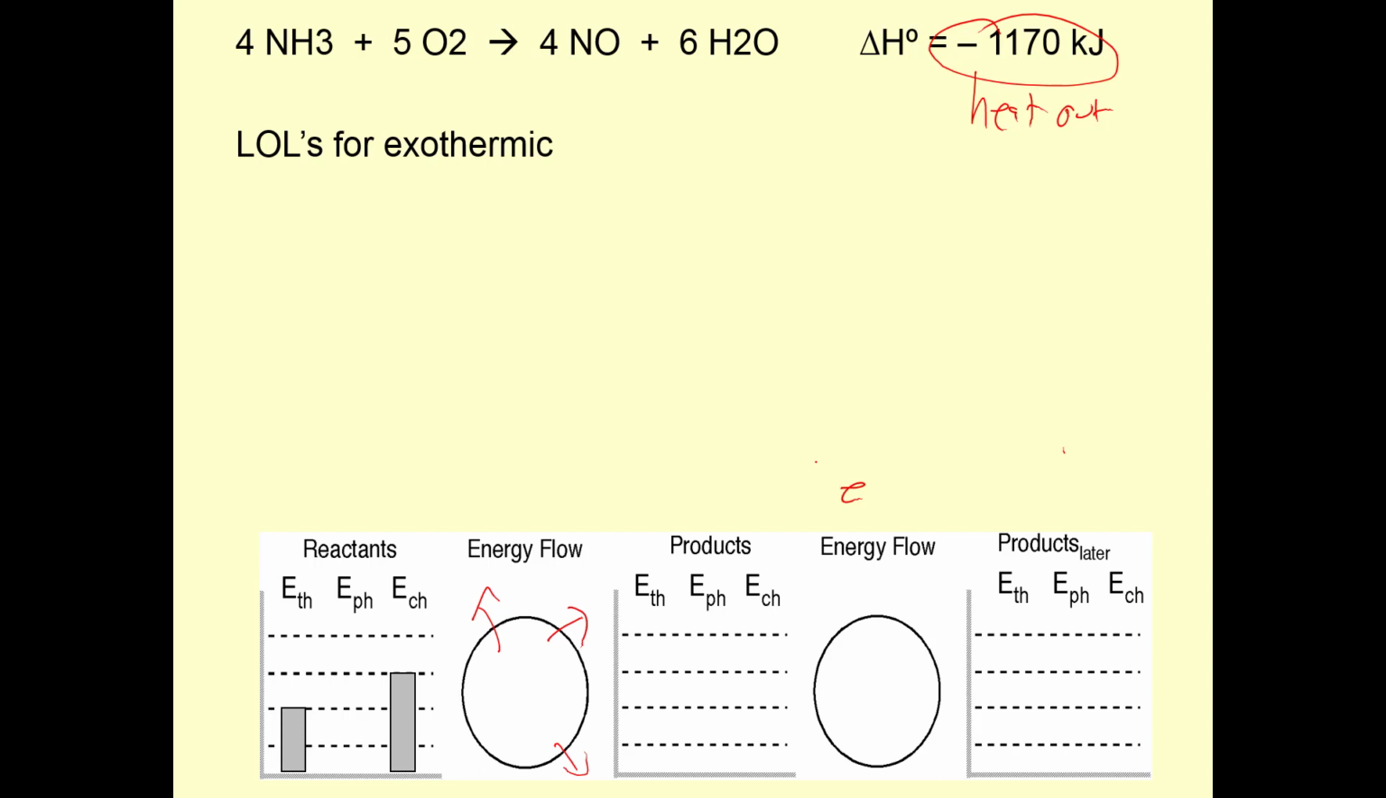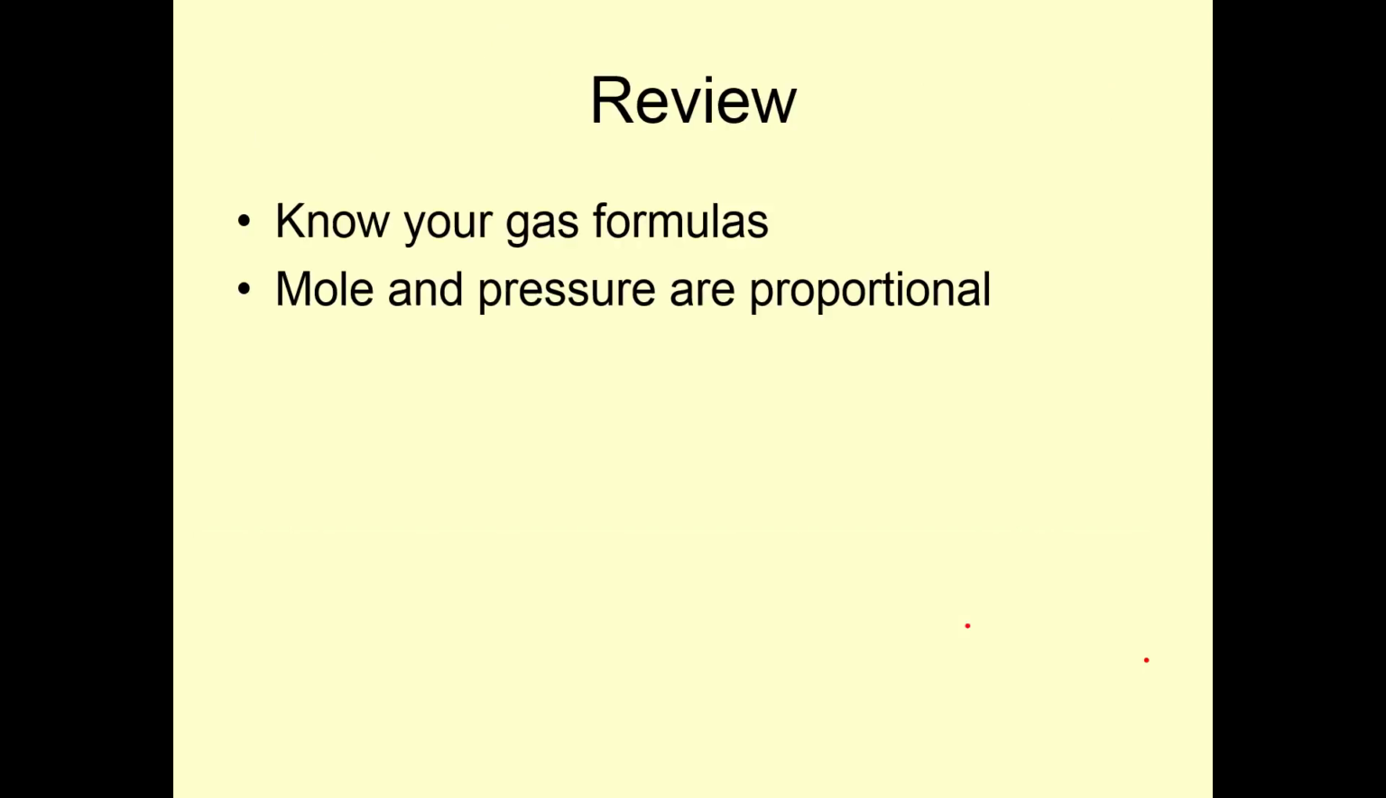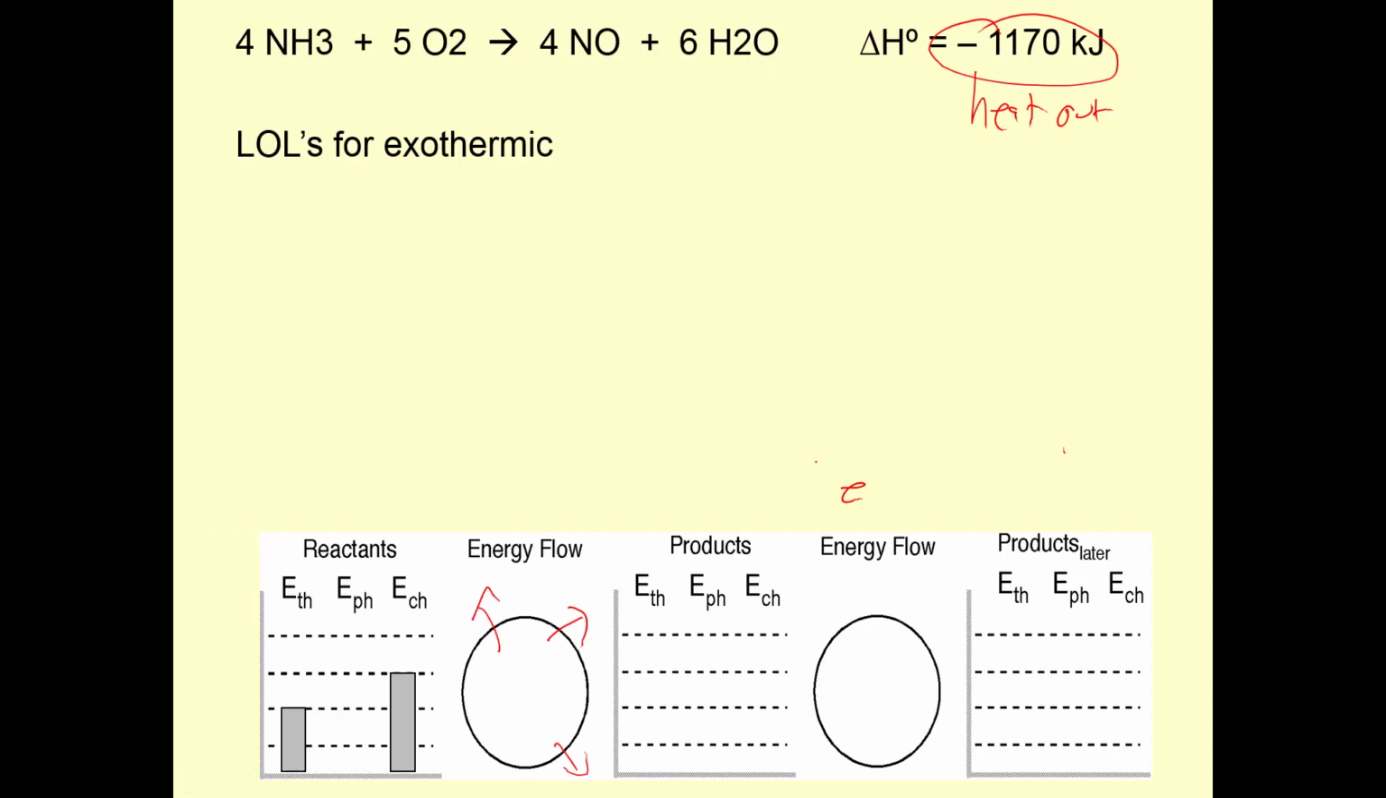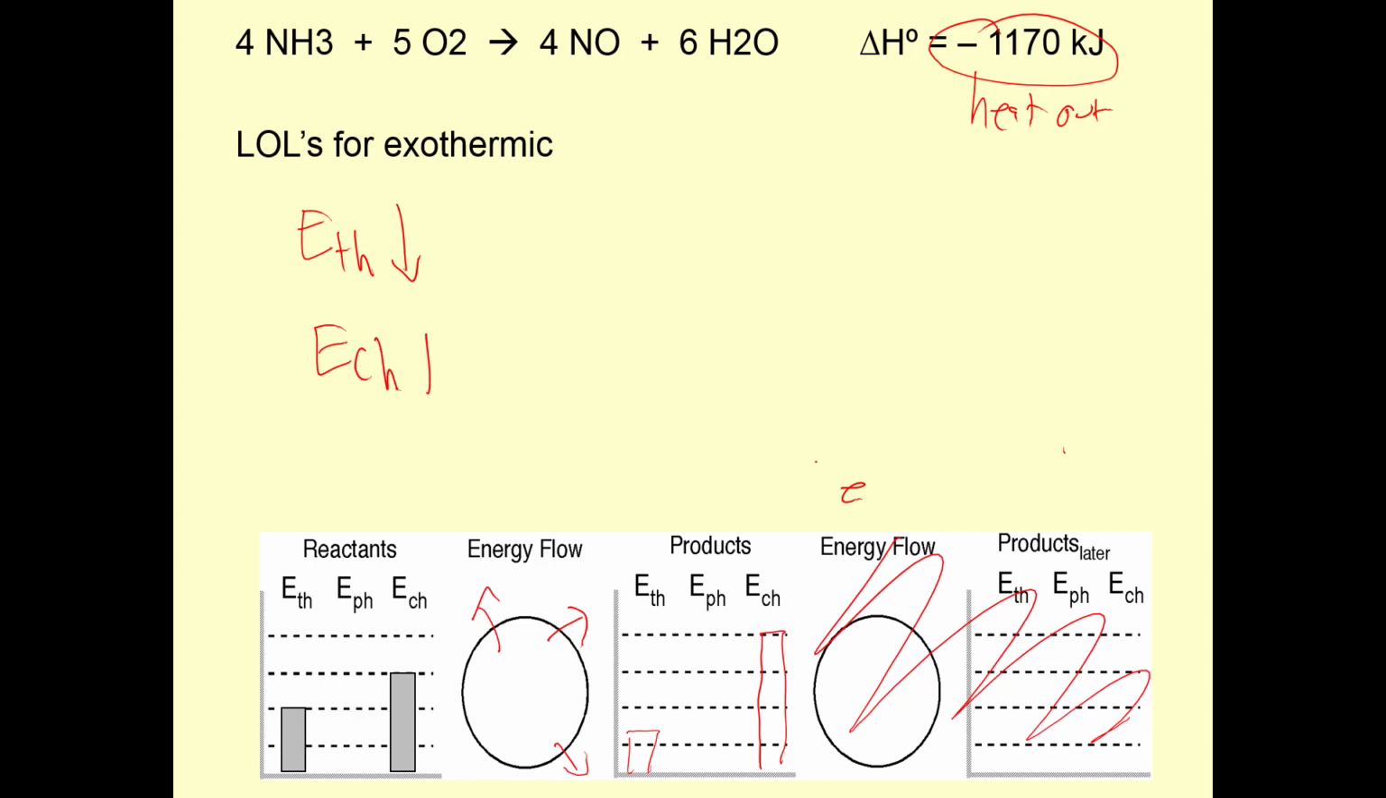Thermal energy is going to be lost. That means that my chemical energy will have to be gained. Does that make sense? Some of that energy is going to be converted into chemical energy. That's it. So the LOL is for exothermic. If it's exothermic, ETH goes down and ECH goes up.